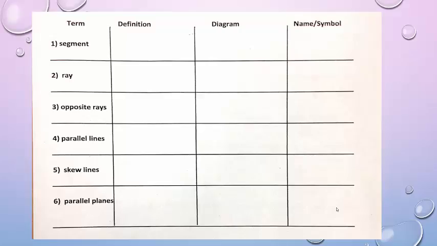Today, what we're going to be talking about are some different vocab words and items that you need to know: what they are, what they look like, and how to name them and draw the symbol for. So the first thing that we have is what we call a segment.